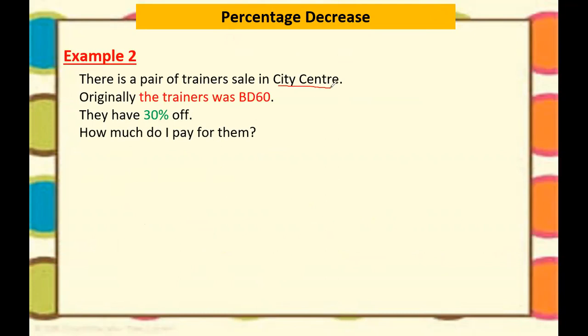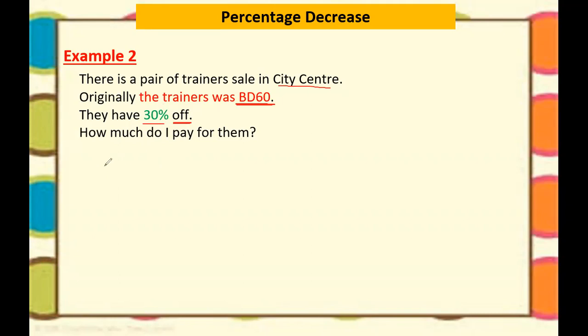There is a pair of trainers on sale in the city center. Originally, the trainers were 60 BD. So this is our original number. They have 30% off. So when you read the word off, what do we do? We are going to subtract. But the first step is we have to calculate 30% of 60. Okay? So how much do I pay for them? Meaning, what is the new price?